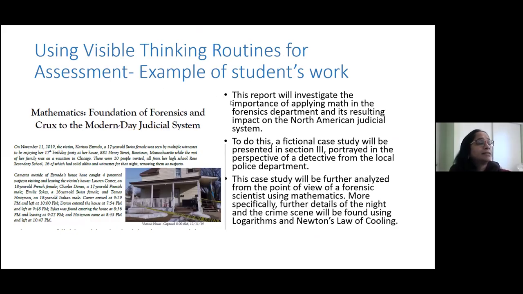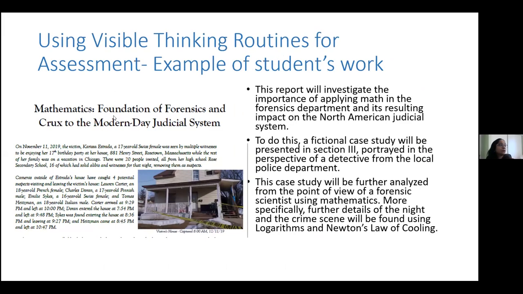This is another example. This is a student who said she wants to explore how math can be used in forensic science. And I told her nothing about this. She created this scene herself. She created a fictional case study. This is a picture from her report. She's written over here, on November 11, the victim, a 17-year-old Swiss female, was seen by multiple witnesses to be enjoying her 17th birthday party at her house.